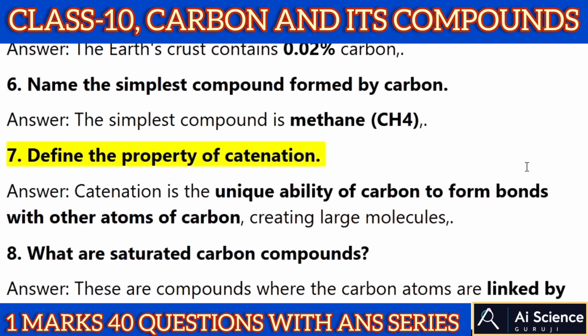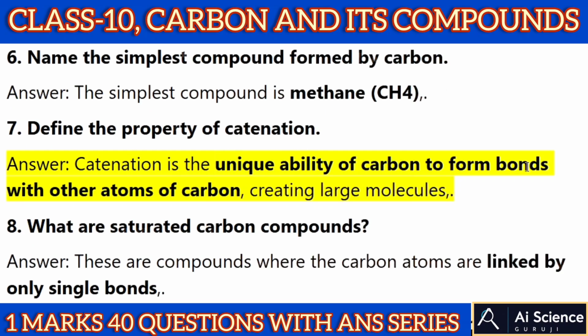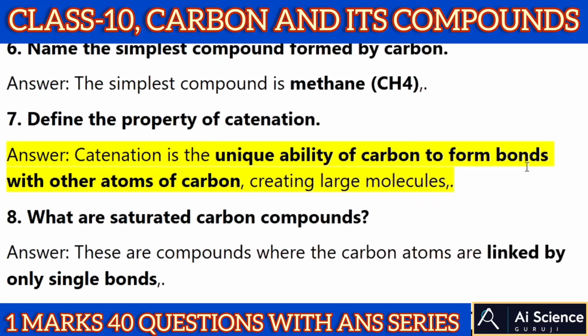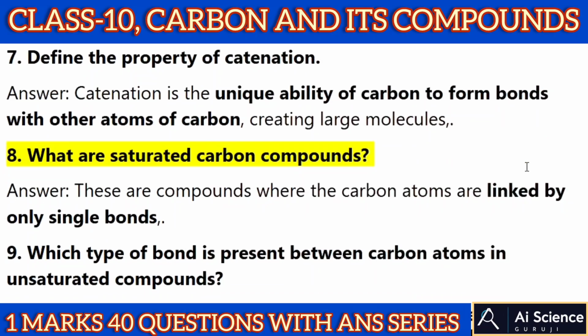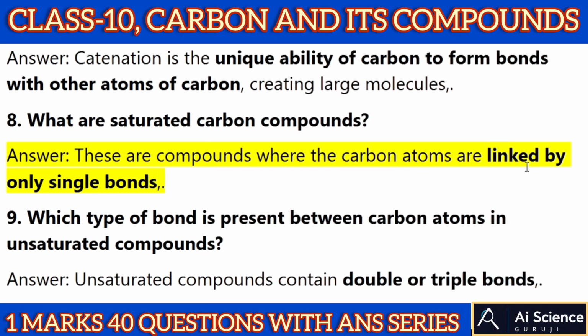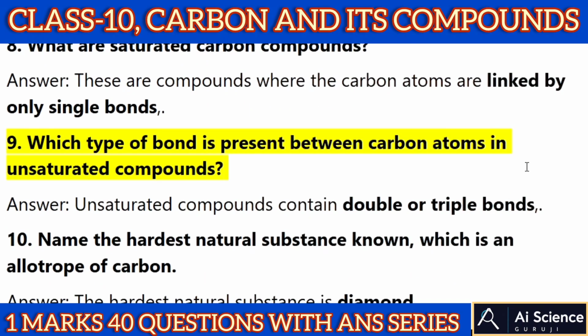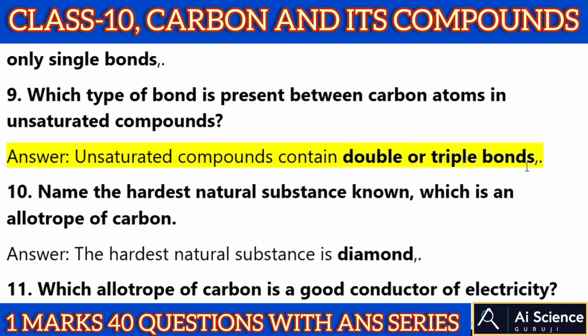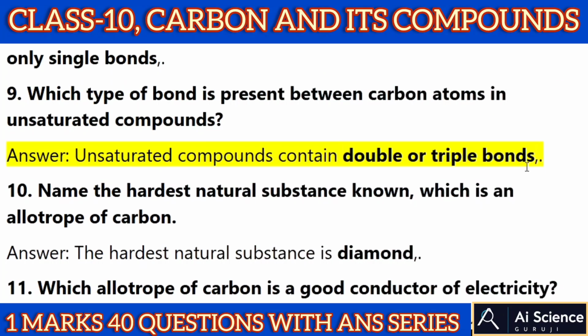7. Define the property of catenation. Answer. Catenation is the unique ability of carbon to form bonds with other atoms of carbon, creating large molecules. 8. What are saturated carbon compounds? Answer. These are compounds where the carbon atoms are linked by only single bonds. 9. Which type of bond is present between carbon atoms in unsaturated compounds? Answer. Unsaturated compounds contain double or triple bonds.